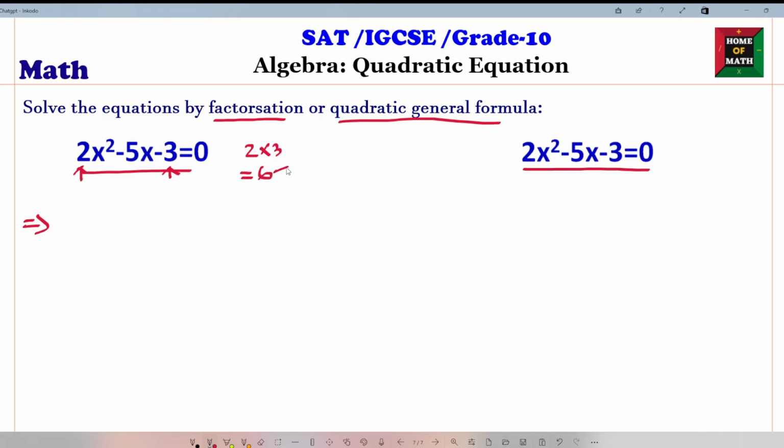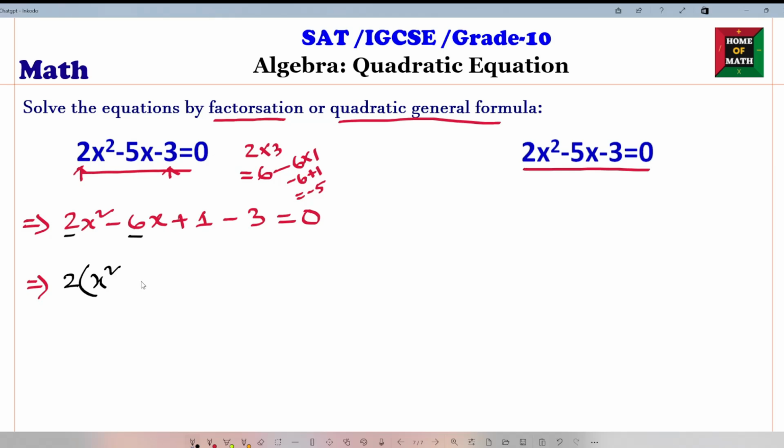How? Look, 6 times 1 means 6. Similarly, -6 plus 1 will become -5. So we can write 2x² - 6x + 1x - 3 equals 0. Right? Now we can take common 2 from 2 and 6. 2, so here is x² - 3x.